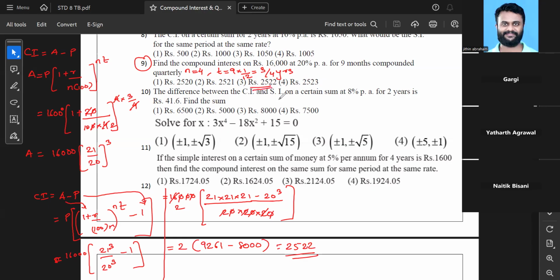This is your answer. Option 3. This we have solved using the formula method.